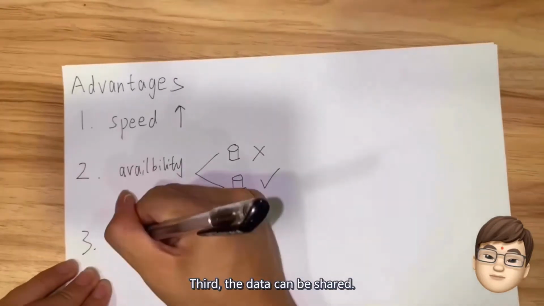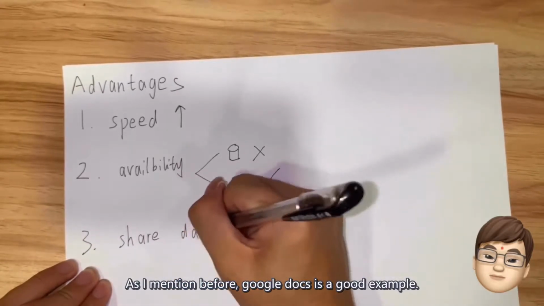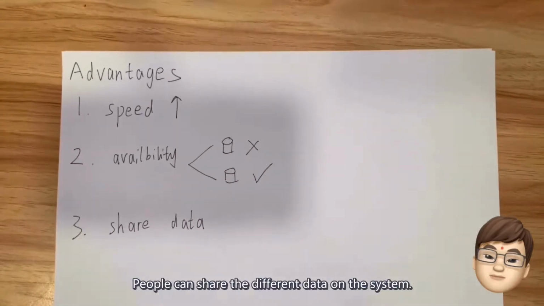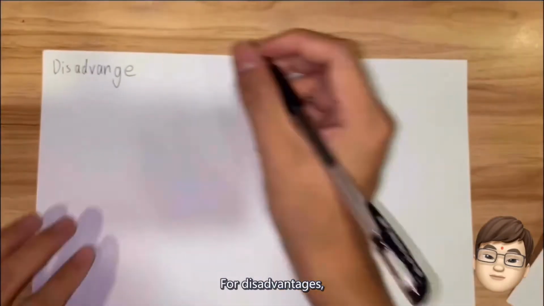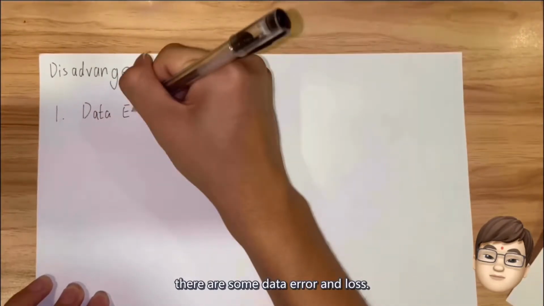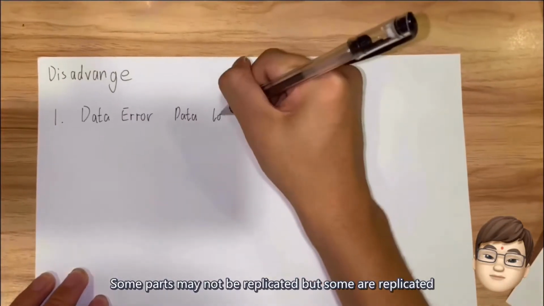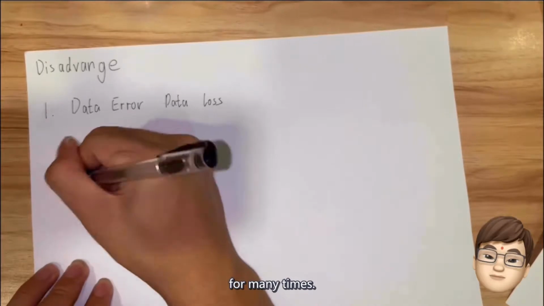Third, the data can be shared. As I mentioned before, Google Docs is a good example. People can share the different data from the system. For disadvantages, first, when updating the system, there are some data errors and losses. Some parts may not be replicated, but some are replicated many times.